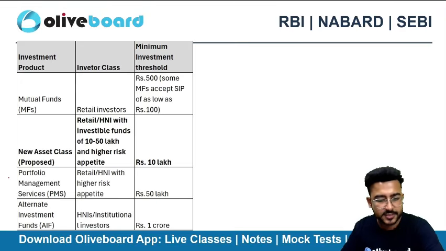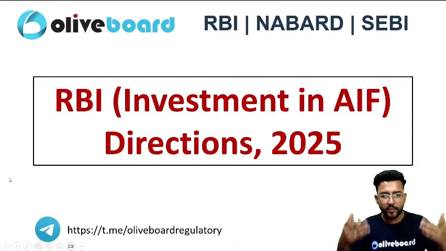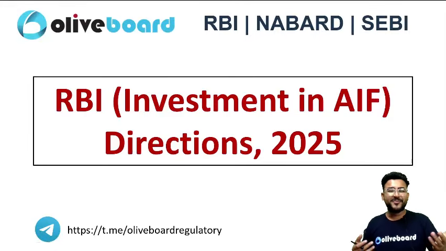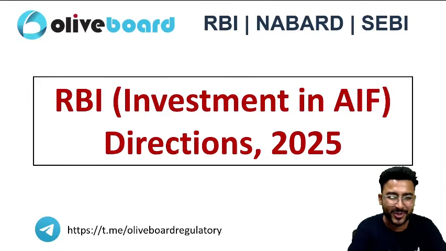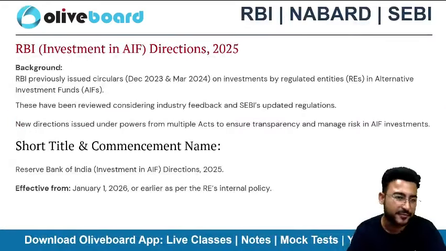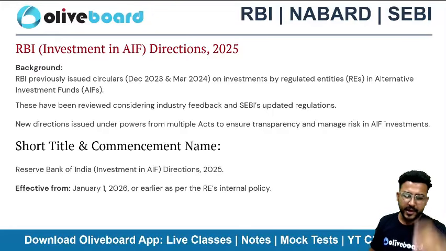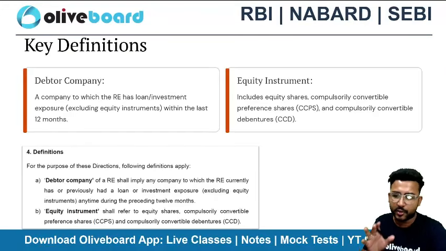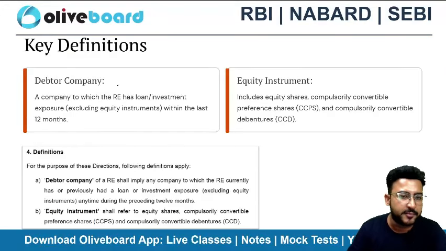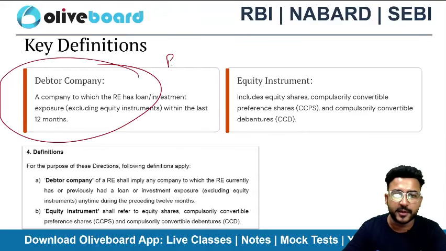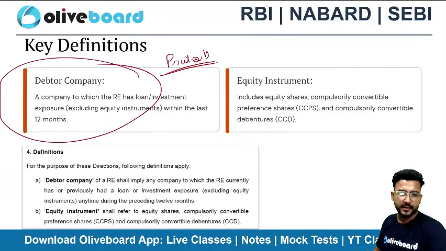So a direction is there to solve this problem and create more and more problems for the students, but this will definitely solve this particular problem of AIF. Right? So this is the crux of this particular direction. Who will be the debtor company? Obviously, Prateek will be the debtor company here, right?